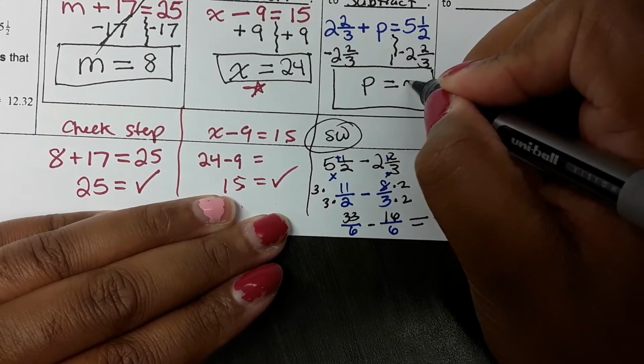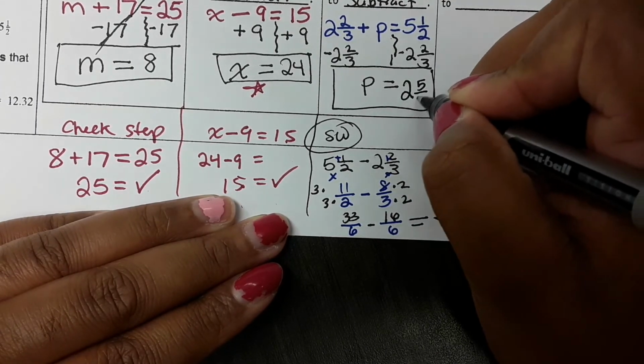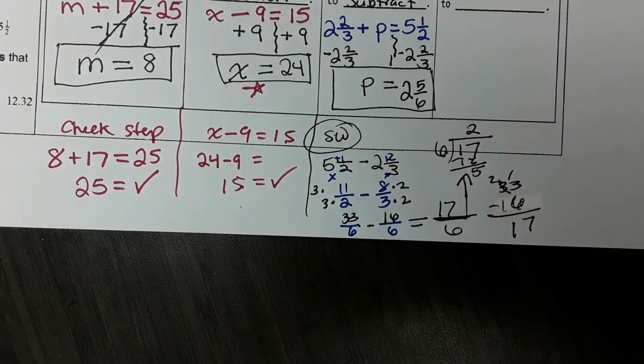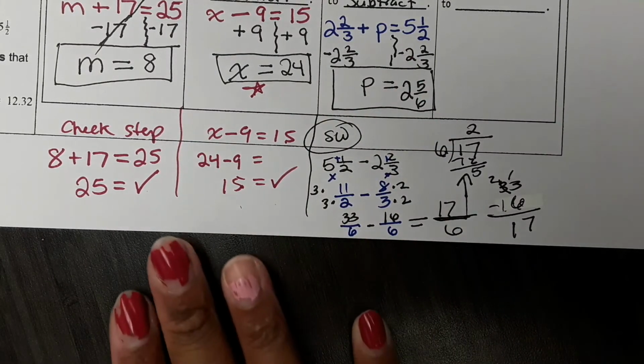So there you go. You have 2 and 5/6. That's how you make it. So the answer would be 2 and 5/6. That's the only value that would make the above statement for P true.